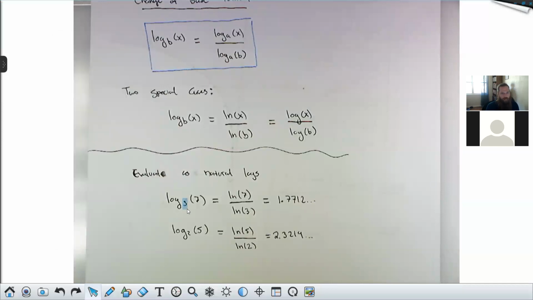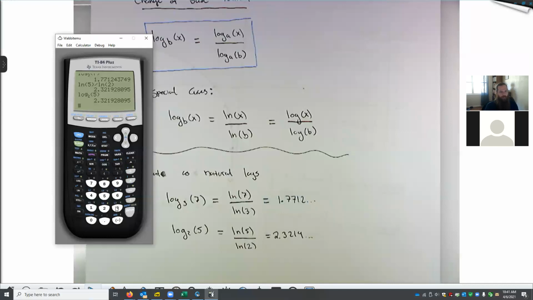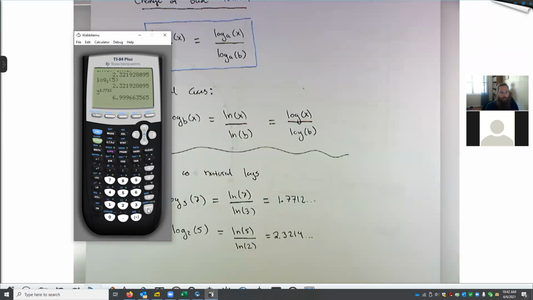So if I raise 3 to the power 1.7712, what should I get? Check for understanding here. If I take the number 3 and I raise it to this power 1.7712, what should I get according to this statement here? Yeah, I should get 7, or at least something very, very close to 7. Boom, 6.999. Similarly, if I take 2 and I raise it to the power of 2.3219, I should get something very close to 5, and I do.